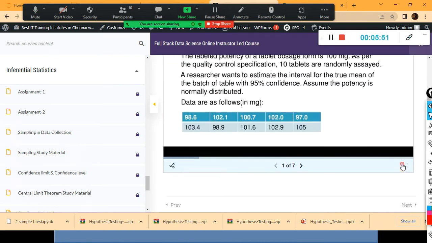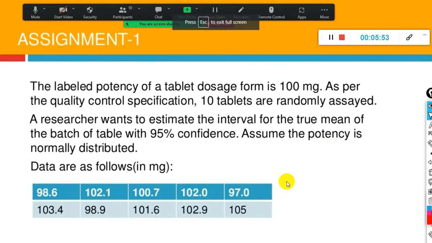Data are as follows. Let me just maximize this. If I go here, this is the second assignment. So the data has been given here, in milligrams, 98.6, and all these values have been given here. And what is the sample size? N is 10.